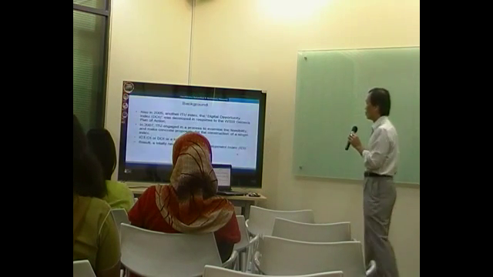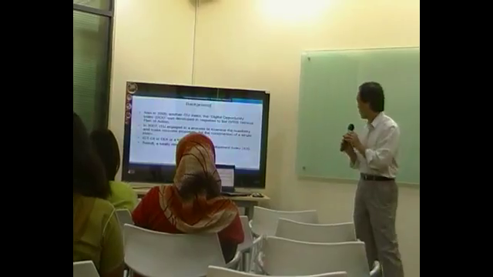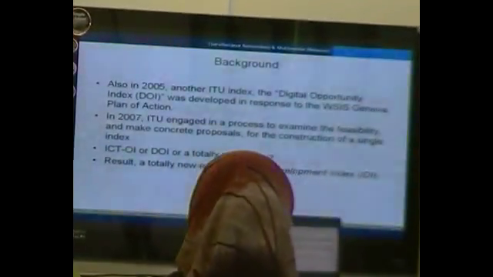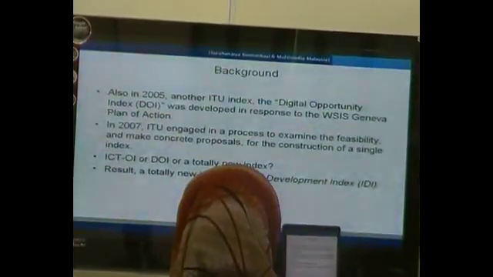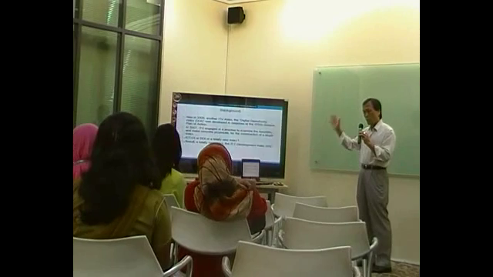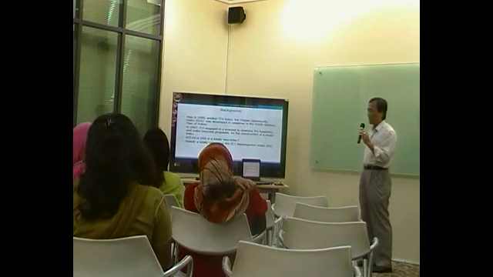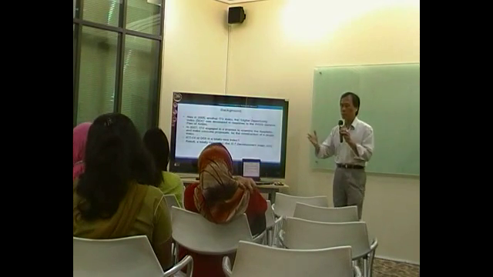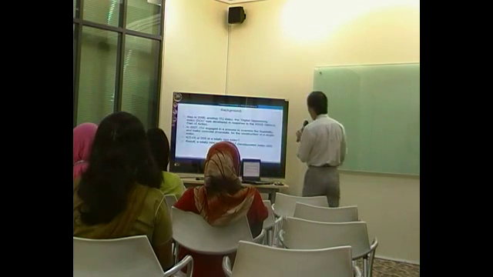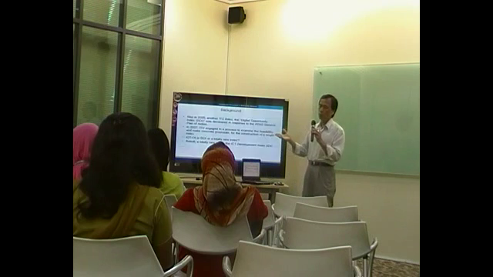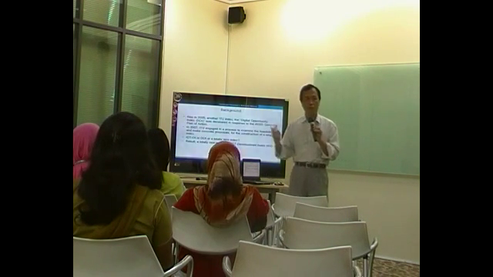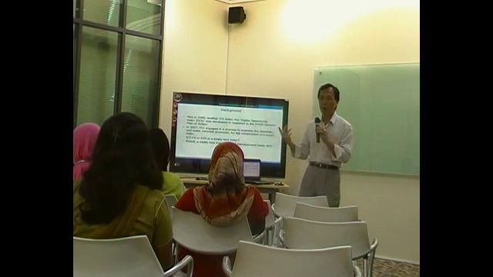You have another one in 2005. The ITU index called the Digital Opportunity Index, also developed as a part of the WSIS Geneva Plan of Action. So there you are, you have three indices here, and they all measure stuff about ICT development, and as a result, everybody got so confused. What are they trying to do? One index should be good enough, but there are three indices and more.